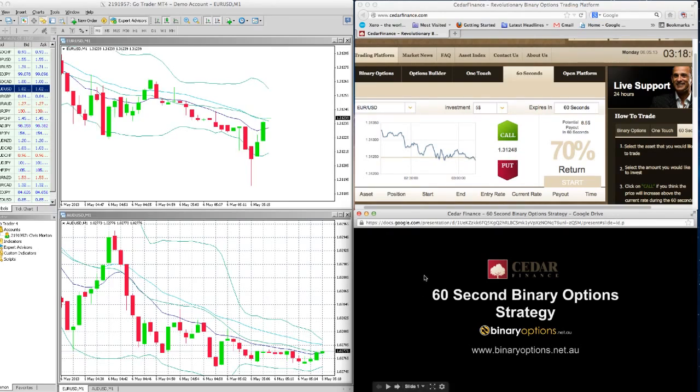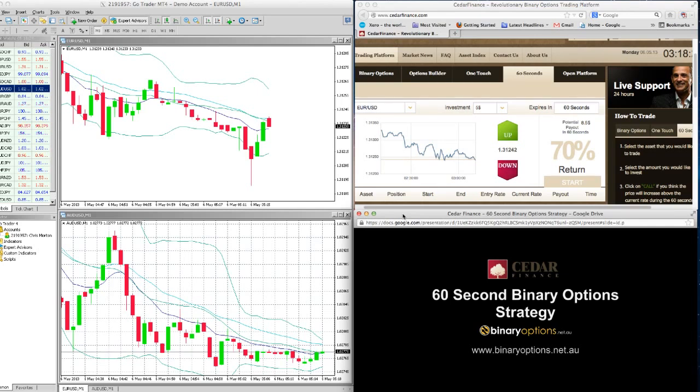binaryoptions.net.au. This is basically exactly the same as if you've seen my generic 60-second binary option strategy, but this I'm just actually using the Cedar Finance broker to actually place the trades. So that's the only difference you're seeing here.